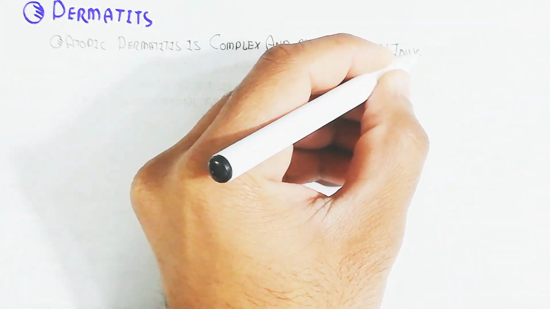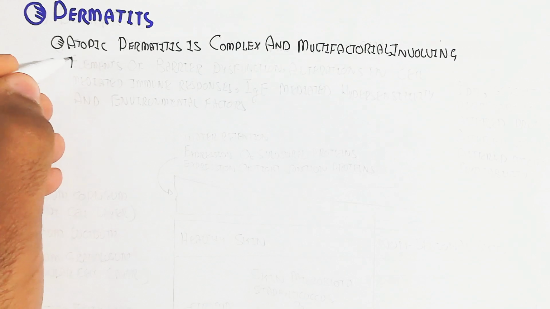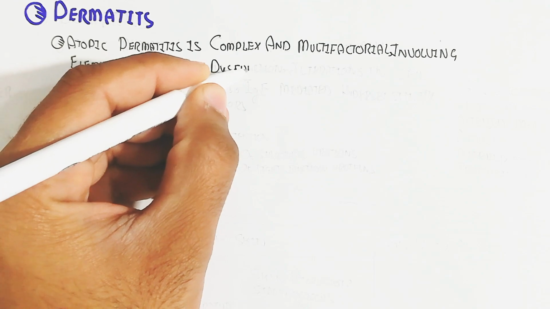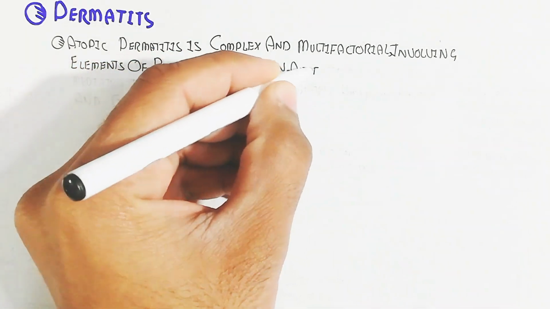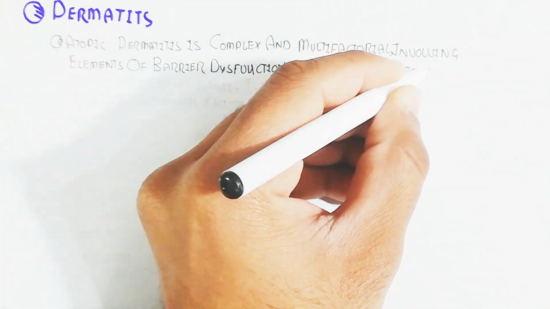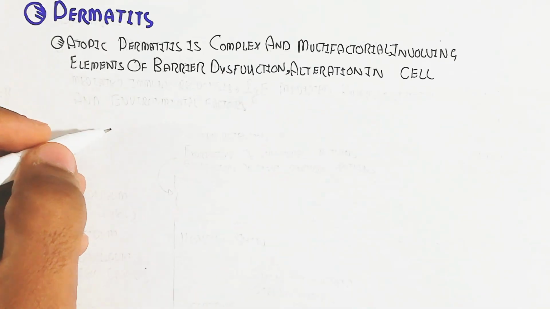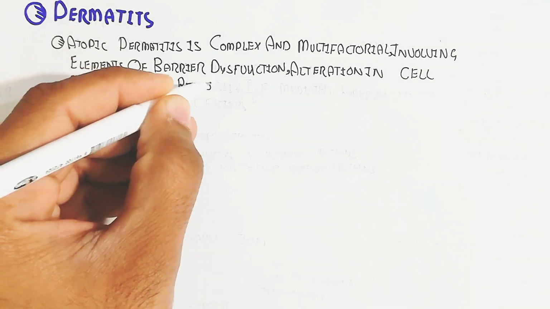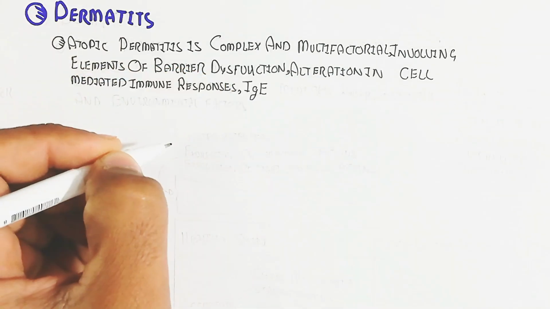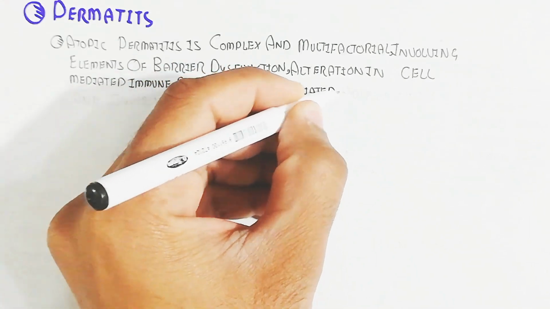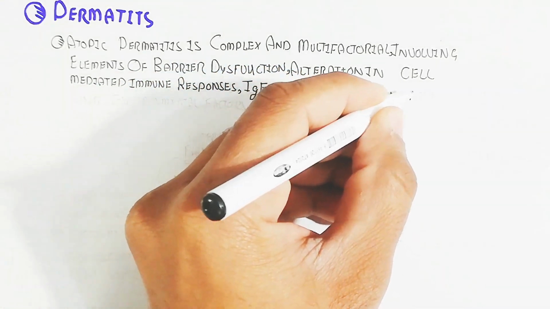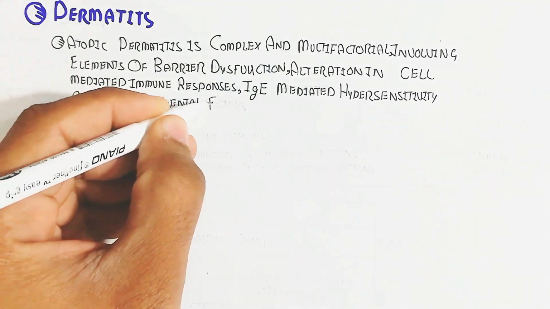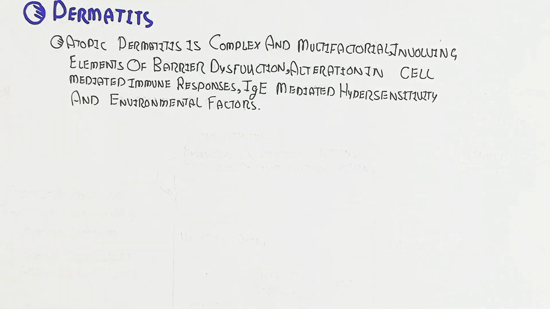Atopic dermatitis, for example, is complex and multifactorial, involving the elements of barrier dysfunction, alteration in cell-mediated immune responses, immunoglobulin E mediated hypersensitivity, and environmental factors. Let's first understand the skin anatomy, and then we will be able to understand the immune response as well as inflammation. Let's begin from the skin.